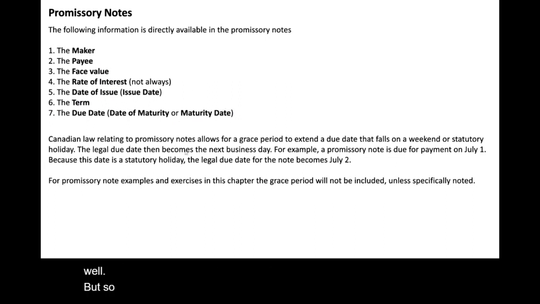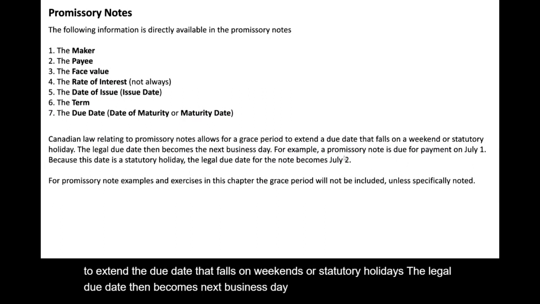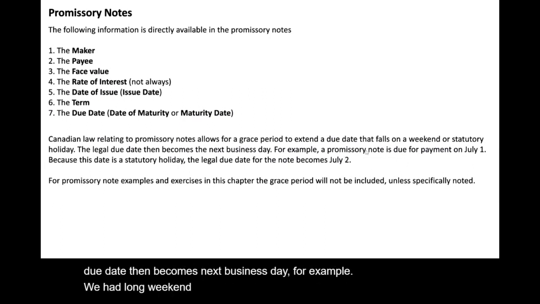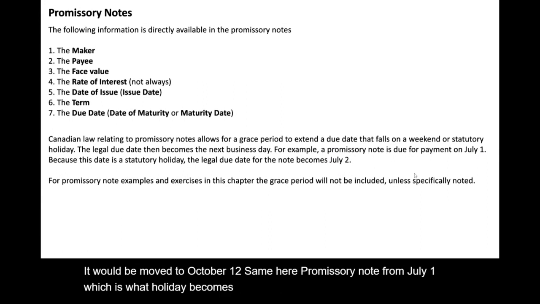So here, Canadian law relating to promissory notes allows for a grace period to extend the due date that falls on weekends or statutory holidays. The legal due date then becomes the next business day. For example, we had a long weekend just now, right? So if your due date was October 11, it would be moved to October 12th. Same here, a promissory note from July 1, which is a holiday, so July 2 becomes the next due date.